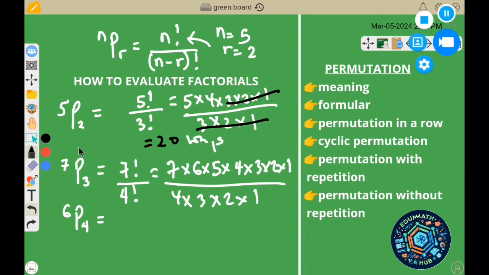Notice something, these parts are the same, so they cancel out. So the next part is 7 times 6 times 5. So that will give you 210.